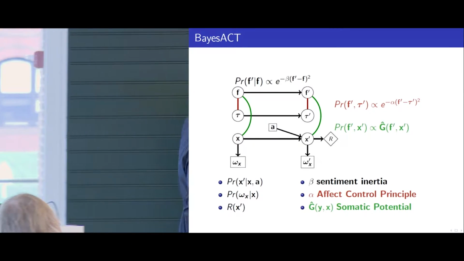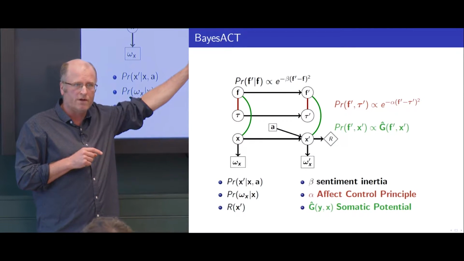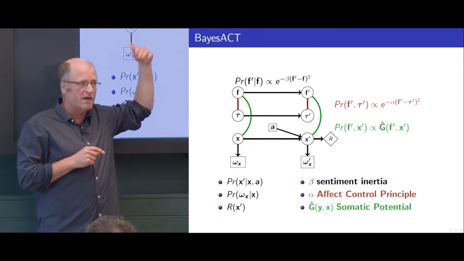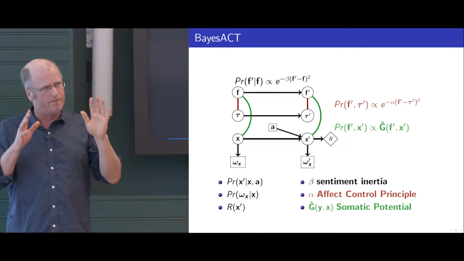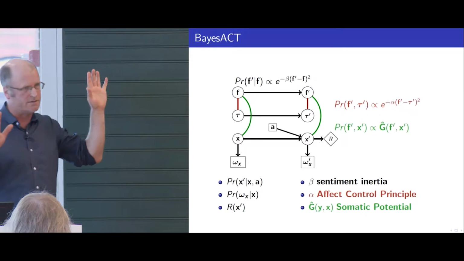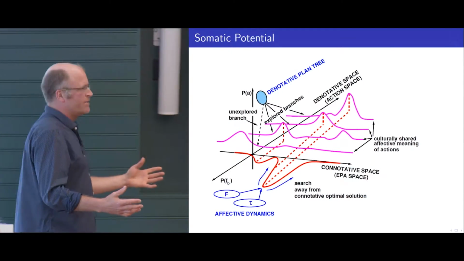So, given these three pieces, I can carry out exactly the same calculations that I was doing before. Right? There's no difference between this model and the previous one. All right? And the calculations are a little bit more complicated, but basically that's exactly the same as what we've done already. So what is this somatic potential?